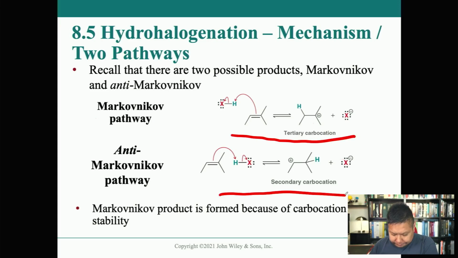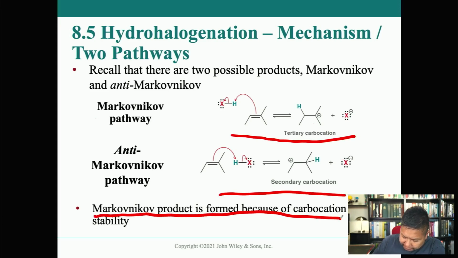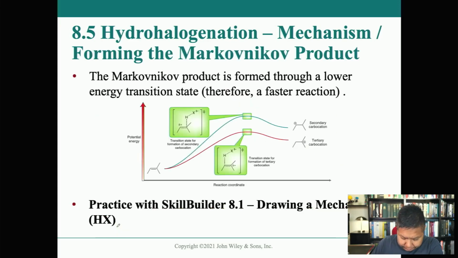And the reason why the Markovnikov product is formed normally, if there's no peroxide present, is because when this proton transfer happens, you get a tertiary carbocation right there. And so the carbocation stability plays a big part in having a Markovnikov product. And you can see that here.